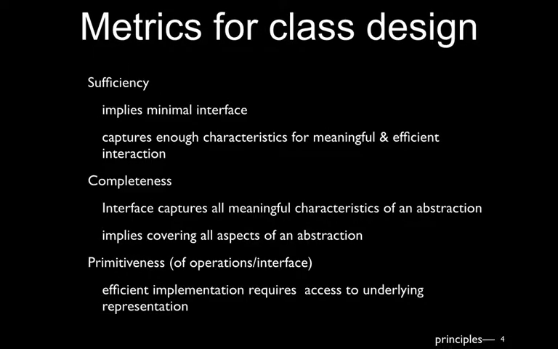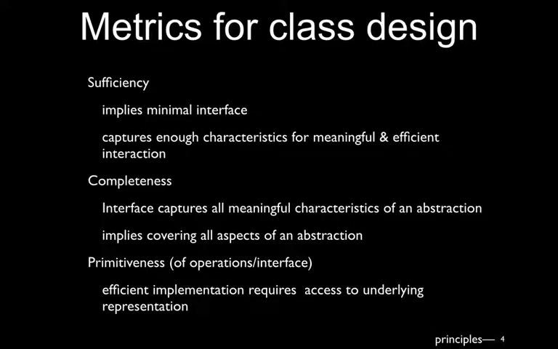When it comes to designing classes, we also have to think about three other metrics: sufficiency, completeness, and primitiveness. It may be a little confusing in the beginning when we put these terms together, but let's discuss and see what these things actually mean.